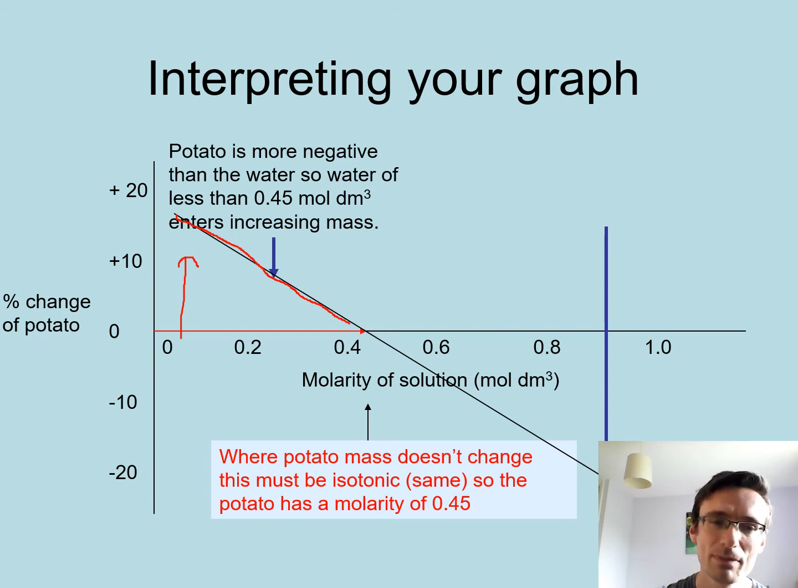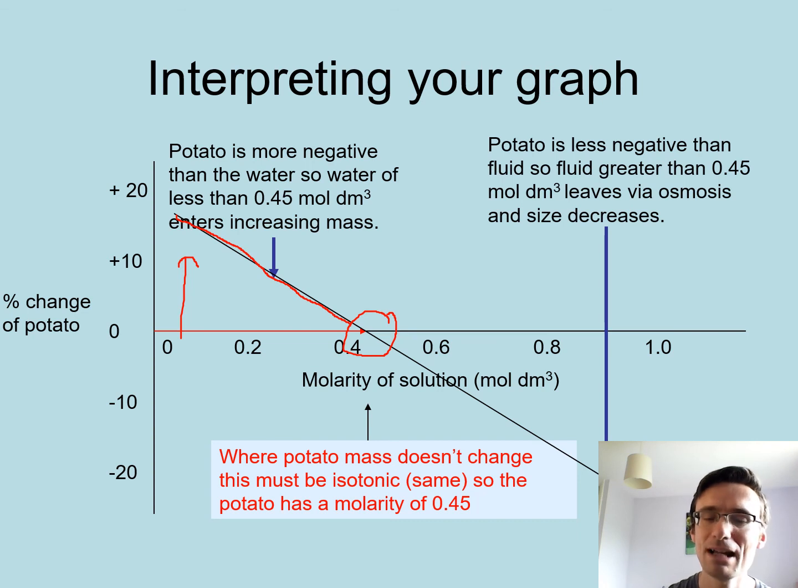And the important bit is when we get to here, and this is how you'd work out the concentration of sucrose in your potato. The point where there is 0% change in mass means there's no osmosis, which means it must be in an isotonic solution. Again, we will look at that in more detail in a practical video at some point soon.